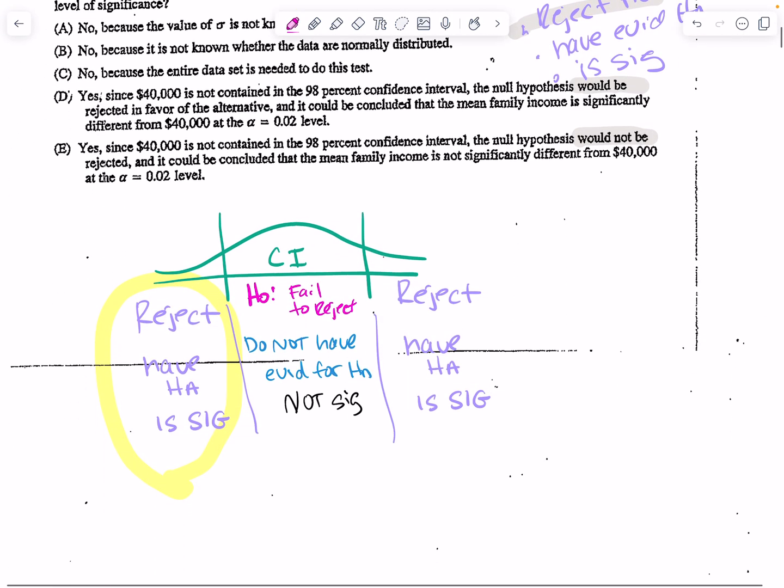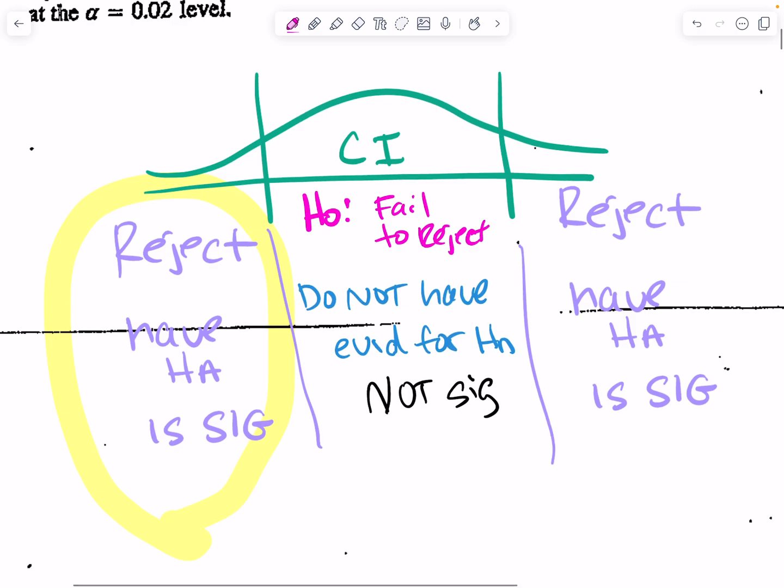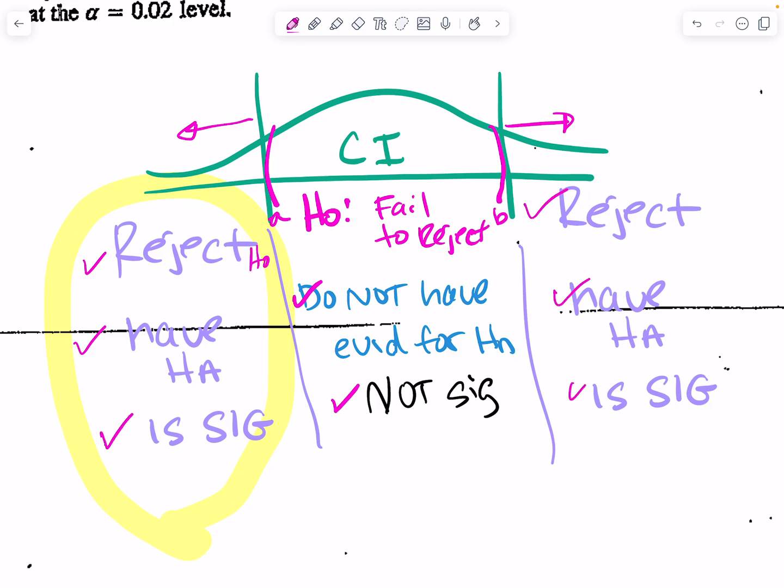Before we do this one, let's look at this. For a confidence interval, remember the confidence interval is within some sort of negative A and positive A, or some values A and B. If H0 is in the interval, it is a fail to reject because there's nothing abnormal. We do not have enough evidence for HA, and our results are not statistically significant. However, if it is outside the interval, either higher or lower, we reject H0, we have enough evidence for HA, and our results are statistically significant.